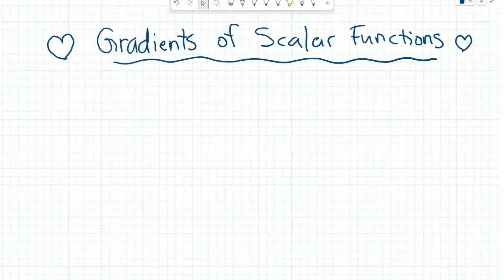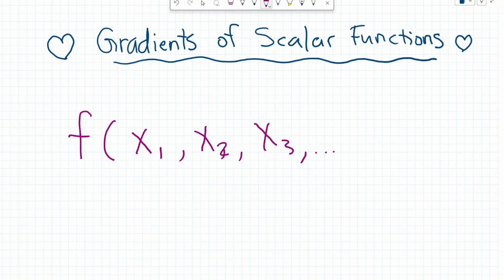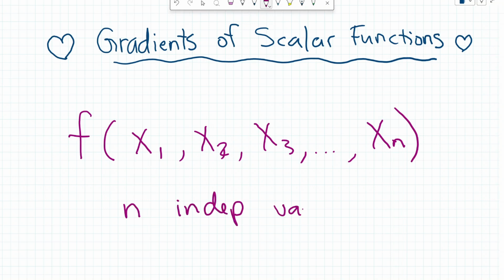So to start off with today, we need to look at a multivariable function. Now our scalar function is some f of x1, x2, x3, all the way to some xn. So this is a function of n independent variables.